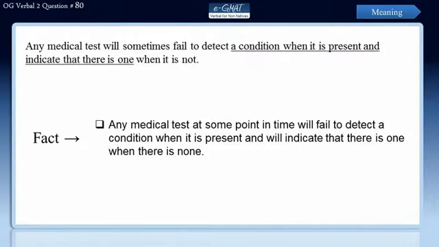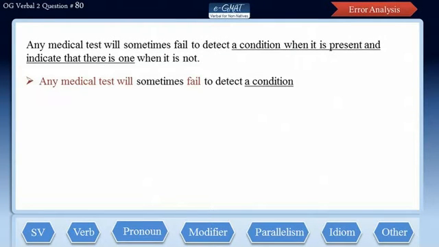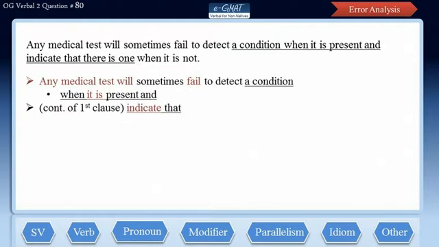Now let us evaluate the errors by splitting this sentence into its clauses. So here comes the first clause. Any medical test will sometimes fail to detect a condition. Here, any medical test is the subject and will fail is the verb. Presence of when brings us to another clause that reads, when it is present and. Here, it is the subject and is the verb. What follows next is the continuation of the first clause. Any medical test, this subject has two verbs, will fail and will indicate, and these two verbs are connected with the help of the conjunction and.